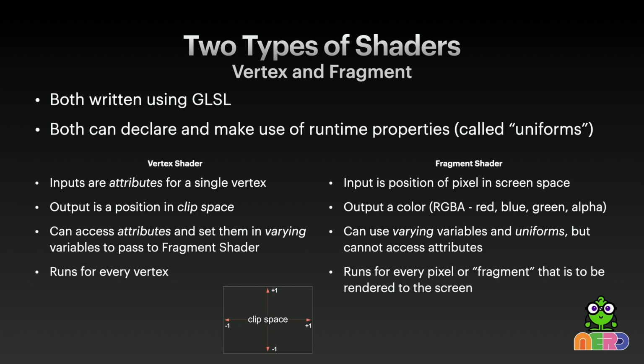One thing, they can pass variables between each other using this varying variable style. It's just worth mentioning. Don't have to get too into that. But finally, this runs for every pixel or fragment, whereas that runs for every vertex, which might be significantly less than the number of pixels on the screen.